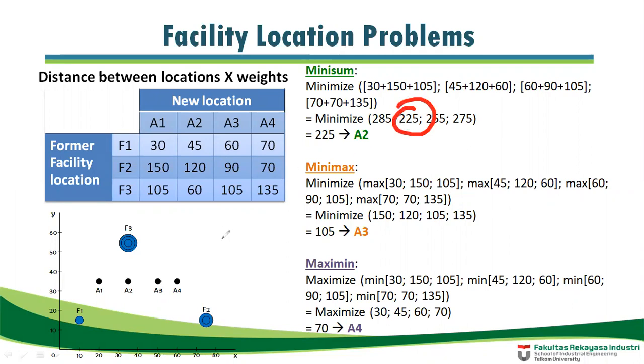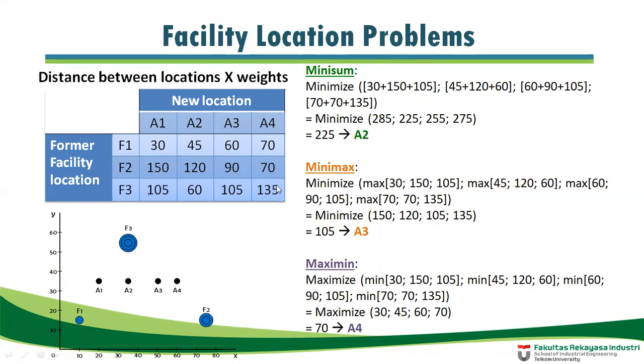So we can put the new facility into A2. If we use Minisum, it means we consider all the travel distances for all the current facilities, and then we consider the minimum traveling distance between all the facilities. So we can use A2 as a result.